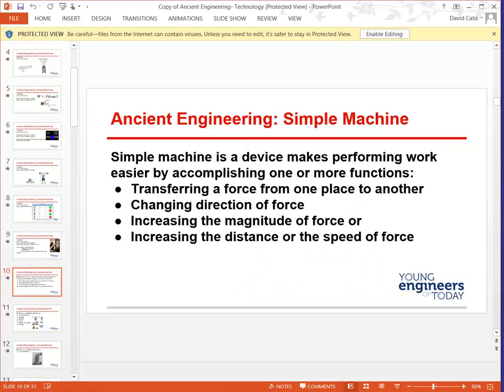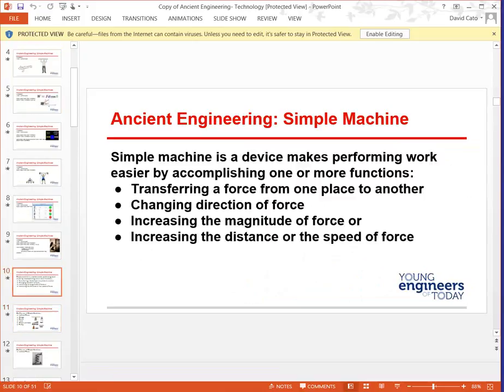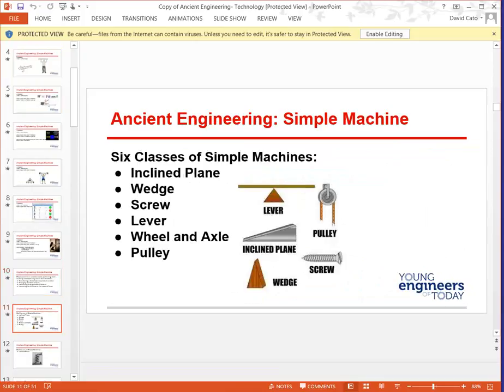We did nothing to increase the magnitude of the force or the distance or the speed in this case, because the lever, well, it looks like the lever's in the middle. If we change the lengths around, we'll see later that affects it too. But often these simple machines may do more than one of these things. But let's go back to our first example, the inclined plane.